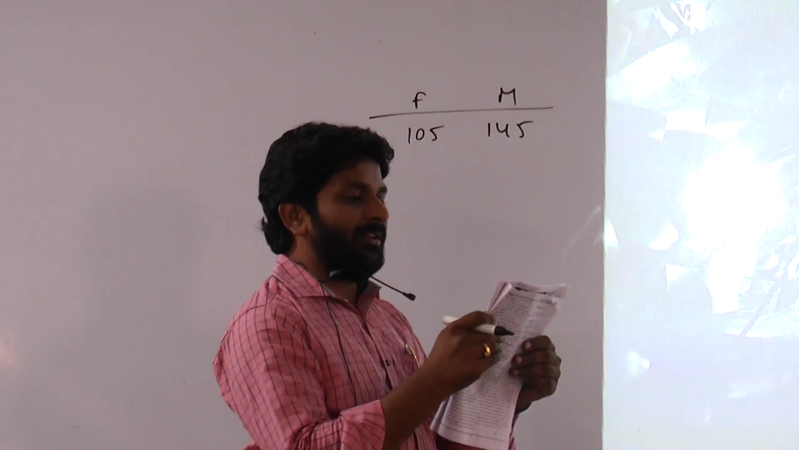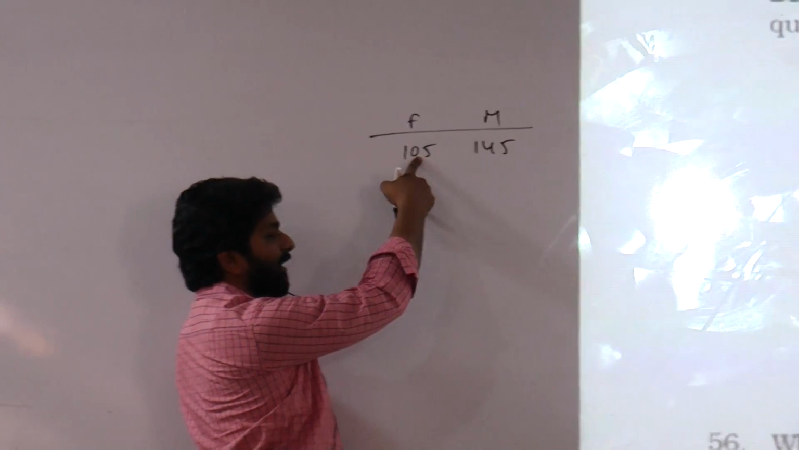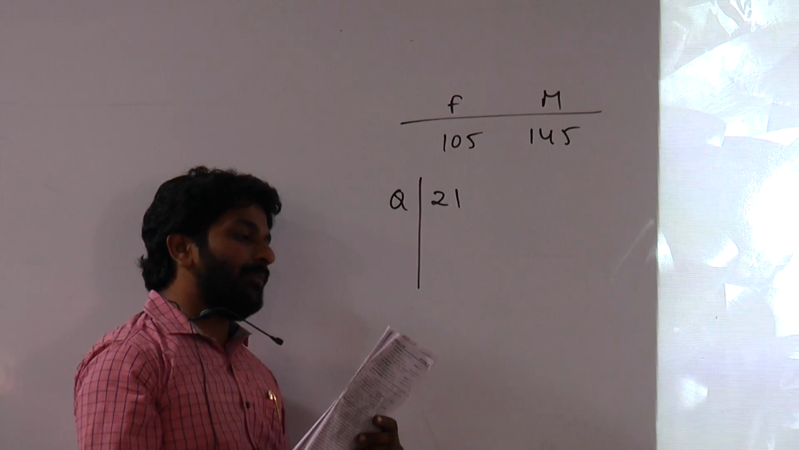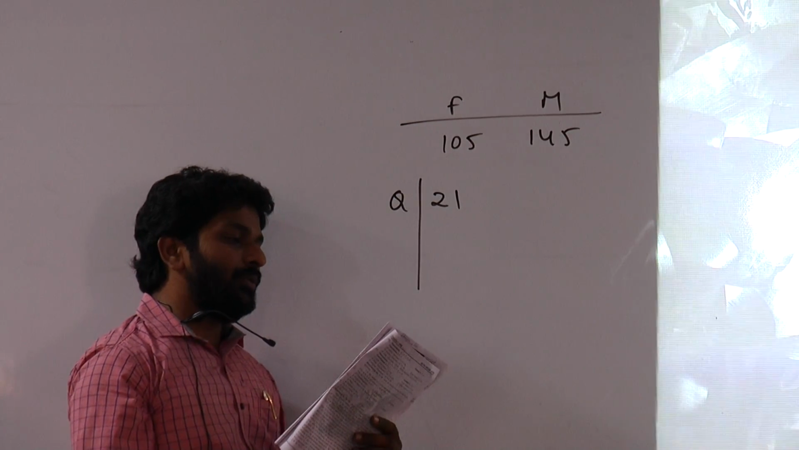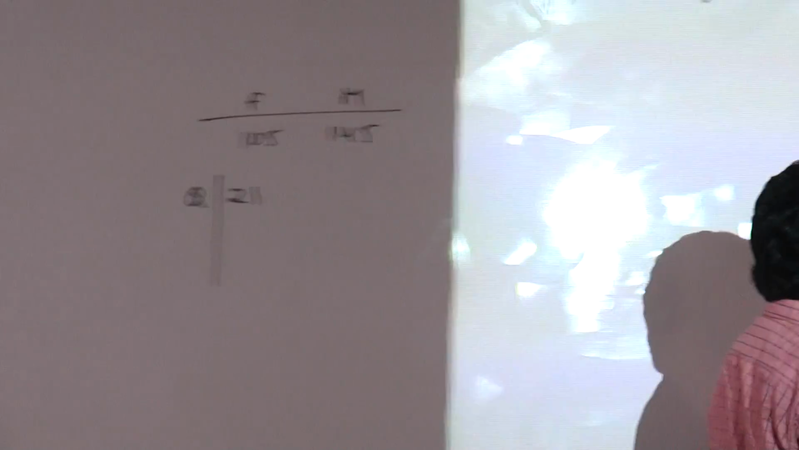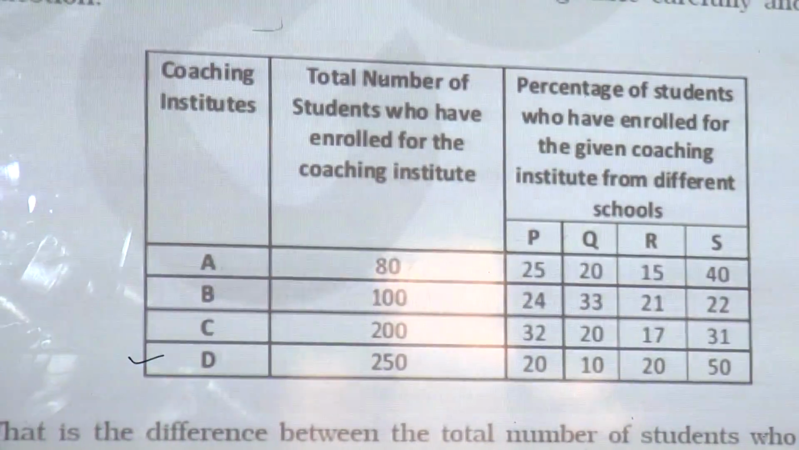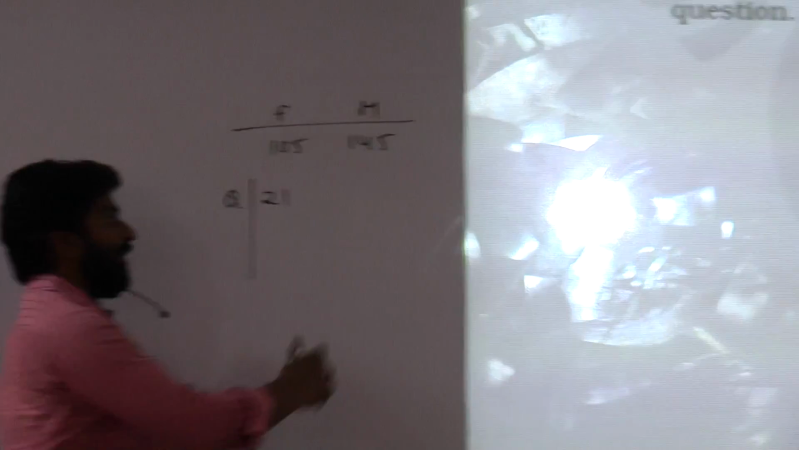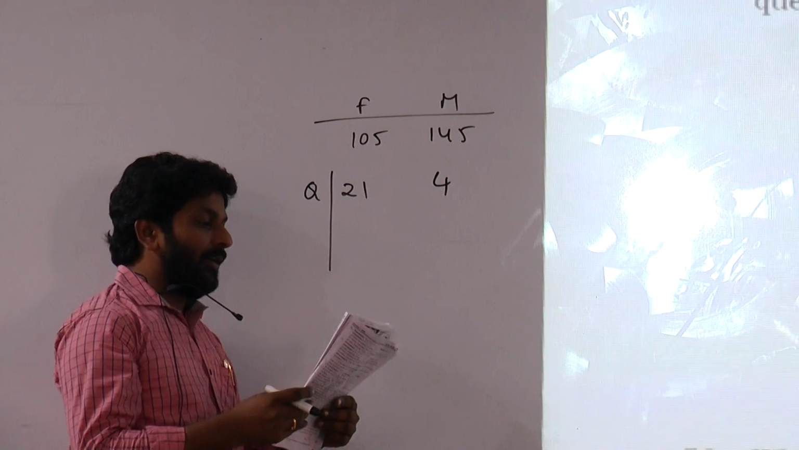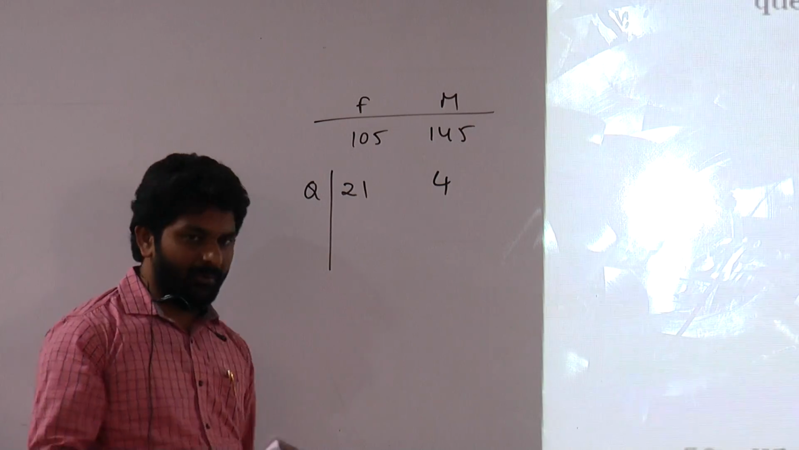And then if 20% of the total female are from Q, 20% of this: 10% is 10 and a half, 20% is 21. And then what is the number of male students from school Q who have enrolled for coaching institute D? From school Q for coaching center D, what percent have enrolled? 10% of what? 25. Out of 25 you already have 21 female here, remaining will be 4 male students. And now look at your question. Your question says, what is the number of male only, right? 4.